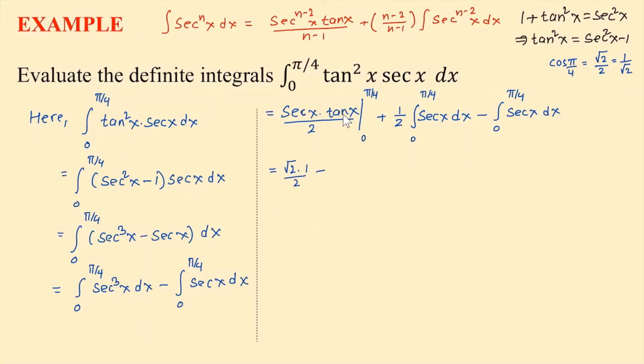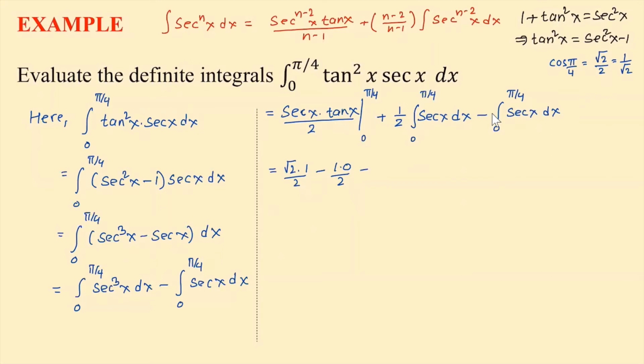Then minus, now we need to plug in 0. You know that cosine 0 is 1, so secant 0 will also be 1. Multiply by tangent 0, which is 0, divided by 2. So when you plug in the upper limit, we get square root of 2 times 1 over 2. And when you plug in 0, you get 1 times 0 over 2. Then, if you look at these two integrals, both are the integration of secant x. One is half, one is minus 1. So half minus 1 is negative half.